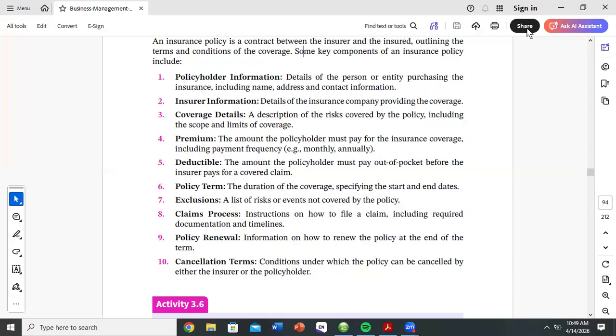Okay, number 7, Prof. Rebecca. Exclusions: a list of risks or events not covered by the policy. Wow. I love the way Prof. Rebecca lights up the voice. A list of risks or events not covered by the policy.